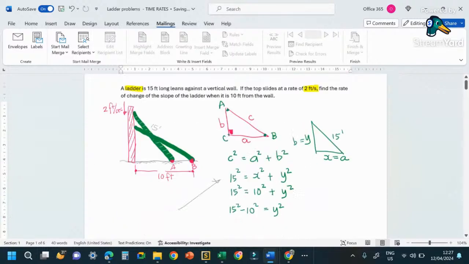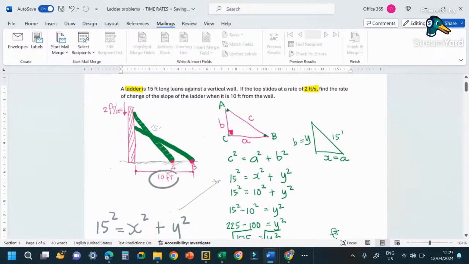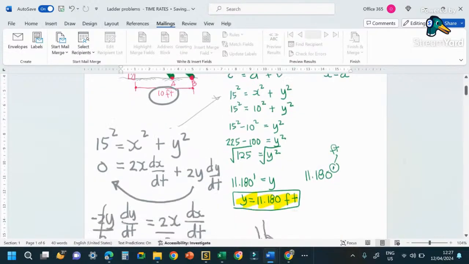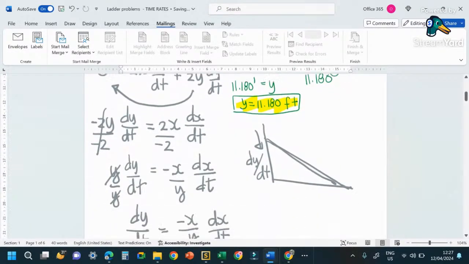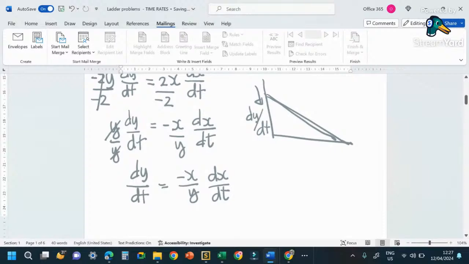Let's go back to our figure a while ago. What is our x? It's 10 feet. What is our dy over dt? It's 2 feet per second. What is our dx over dt? Hey, it's not the dy over dt that is unknown. It's the dx. All right. And our y is 11.180. Nonetheless, what is unknown here? Our unknown is the dx over dt, sorry for that.